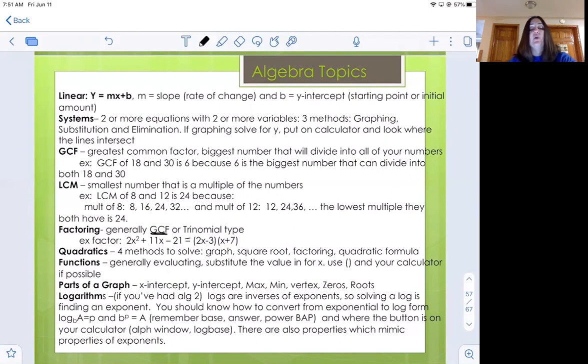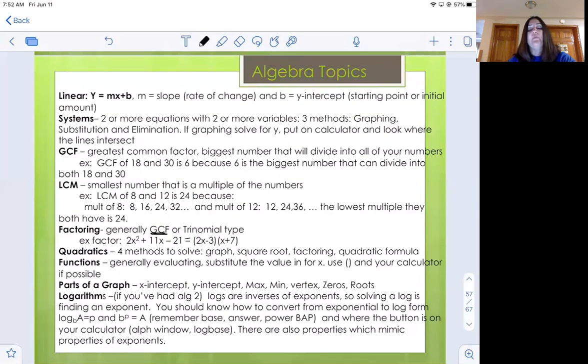Quadratics. There's a lot on quadratics. It could be graphing. It could be the square root method to solve. Factoring, quadratic formula, any of that could be included in algebra concepts that would be on the ACT.